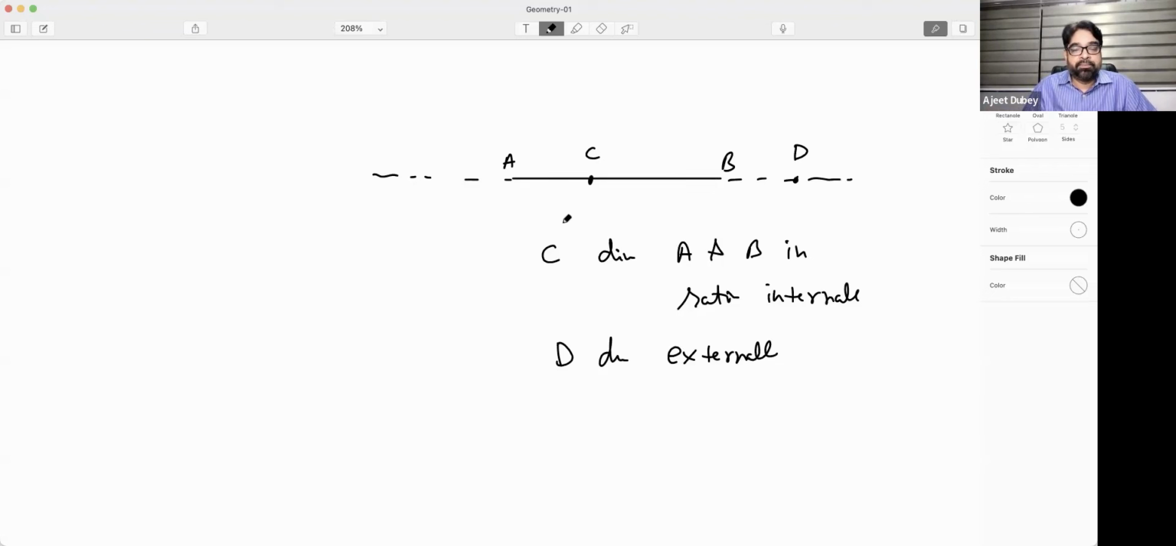Sir, but A and B lie on the same side of D, sir. It doesn't divide them, no? No problem, doesn't matter. D may be here, maybe here.